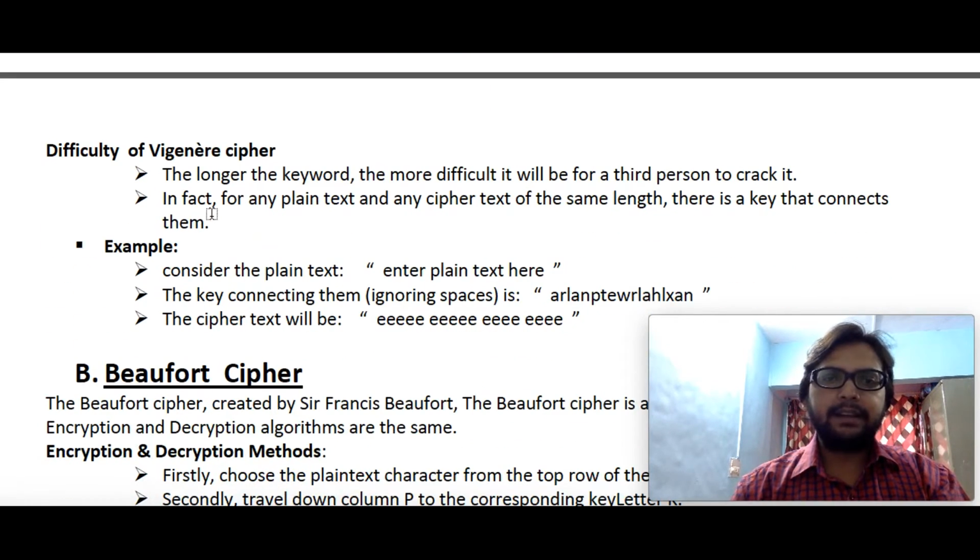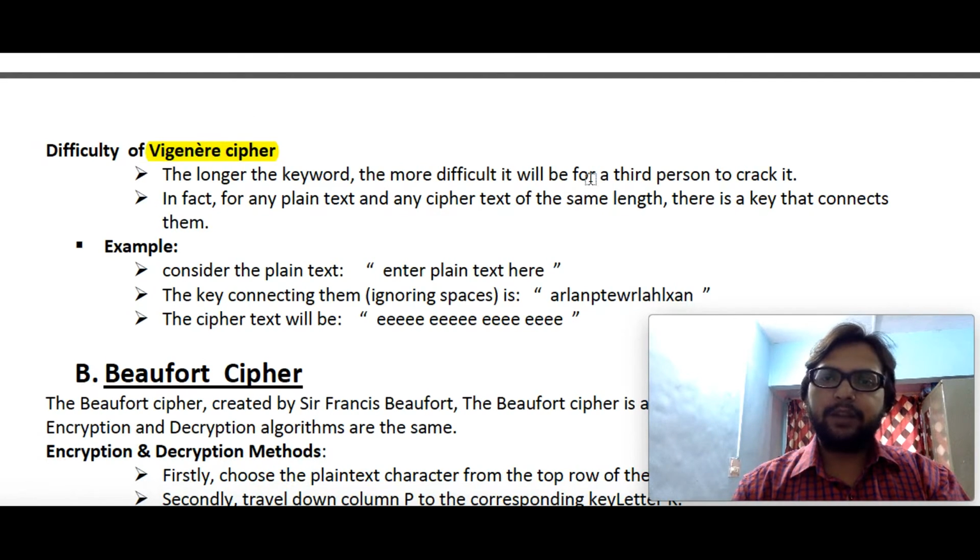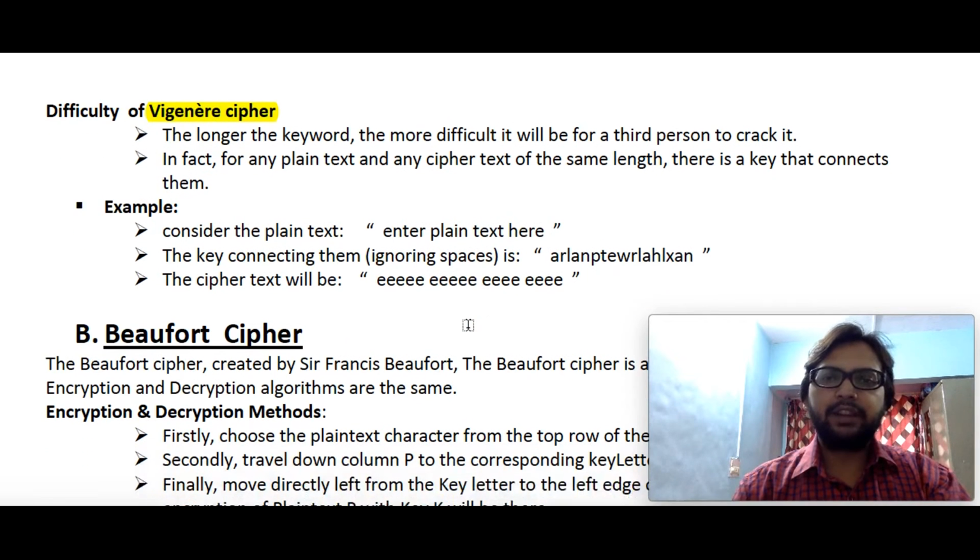Some points are written here. Vigenère Cipher: the longer the keyword, the more difficult it will be for a third person to crack. So hence this algorithm is secure. In fact, for any plain text and any ciphertext of the same length, there is a key that connects them. That is the same thing we have discussed. Now, as you can see in the example, we have some plain text here, then we have some key here, and by adding both, that is pen coding plus can coding, we generate a ciphertext. That is what is given here.